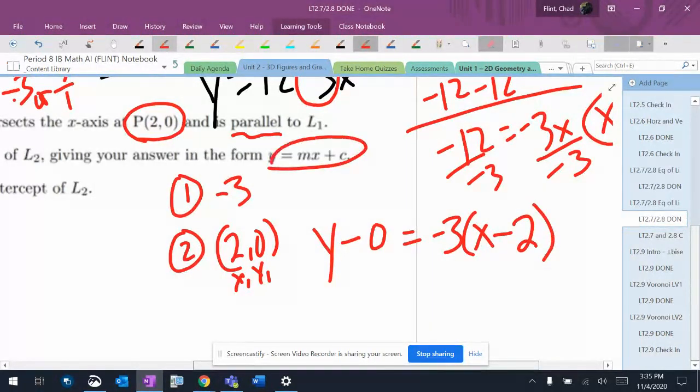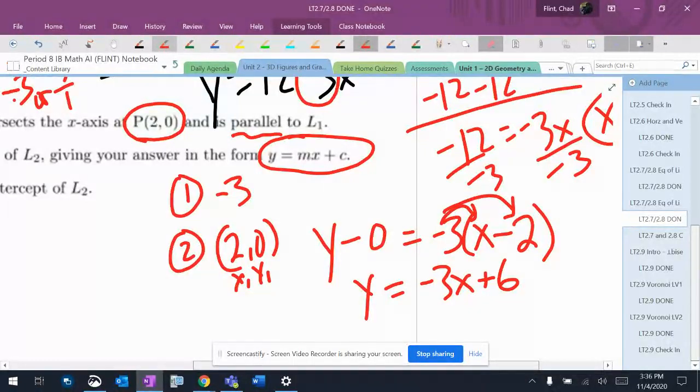Now it wants it in this form. This is a rare thing right here where the form actually comes right out from what you did. Y minus 0 is y. So it's y equals, and then I need to make sure I multiply that. So it would be -3x plus 6. So that would answer that next part.